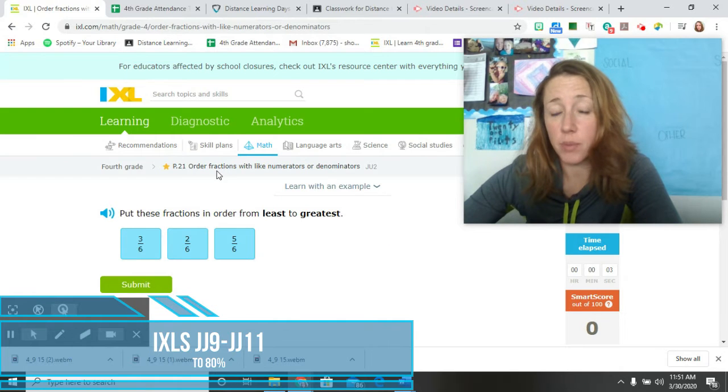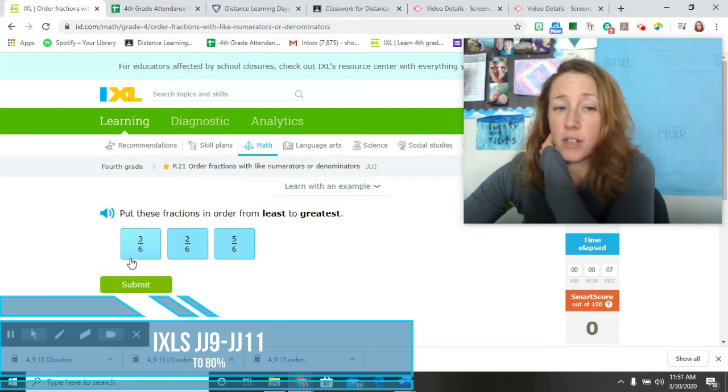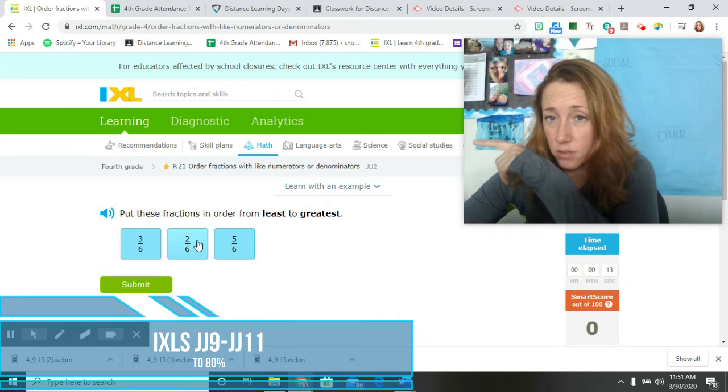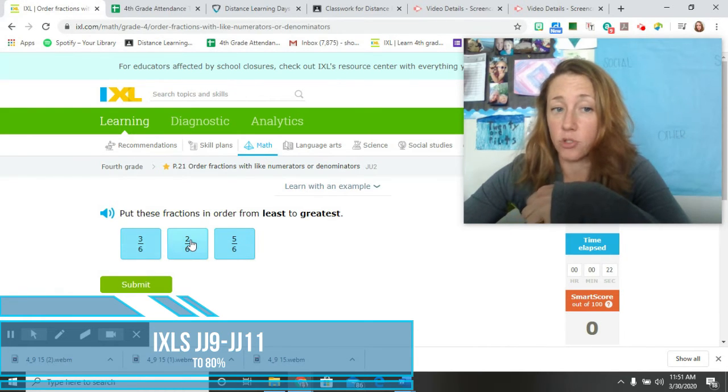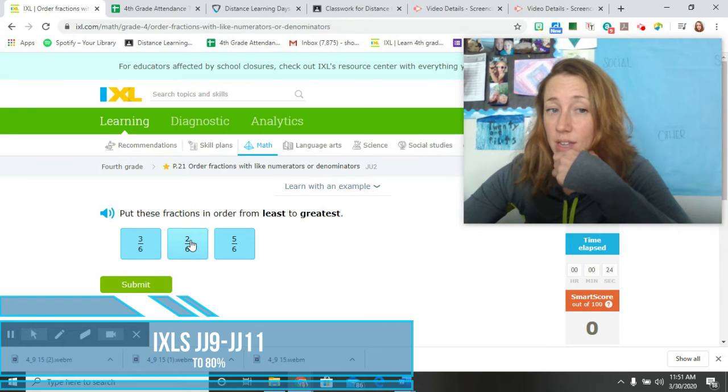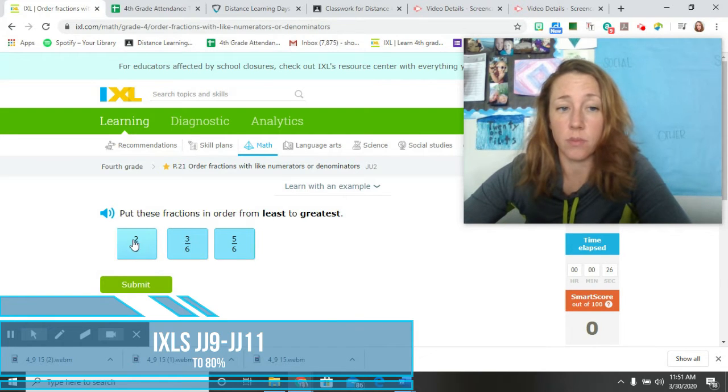This one's fairly simple. It's ordering fractions with like numerators or denominators. So this one, all the denominators are the same. If the denominators are the same, you just look at the numerators. The bigger the numerator, the bigger the fraction. This is like saying I divided the same things up into 6 pieces. If I have 5 of the 6 pieces, that's obviously more than I have 2 of the 6 pieces because they're all the same size. So least to greatest, 2/6, 3/6, 5/6.